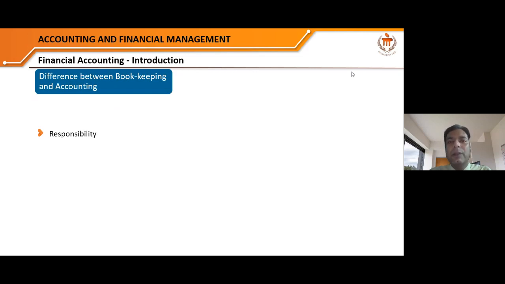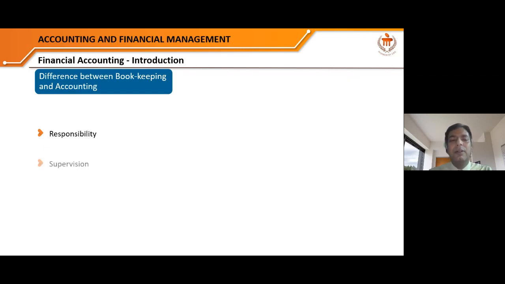Then we talk about accounting. Who is responsible for accounting? An accountant is responsible for the work of the bookkeeper. The bookkeeper is responsible for recording business transactions, but the accountant is actually responsible for the work of the bookkeeper as well. Right? Then we move next.